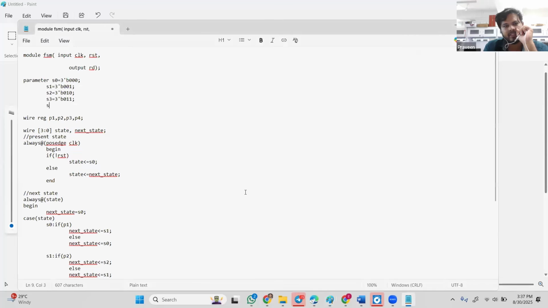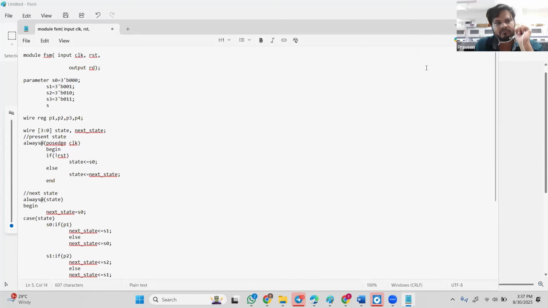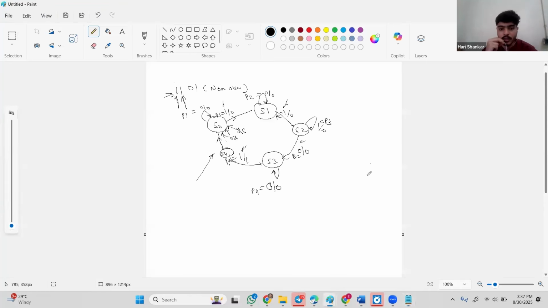Earlier I made it with 2 flip flops, but after that I had to change to 3 because for the done state I needed one extra state. Hari, can you explain to him why we need only 4 states? Actually, it's good to meet you, Praveen.